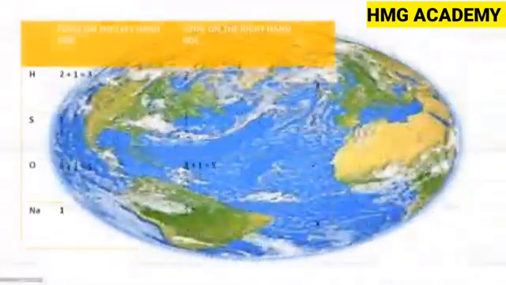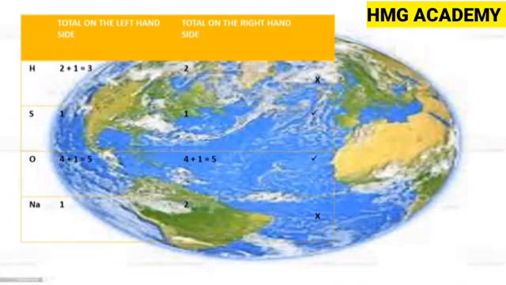Moving forward, let's take a look at this table. You will note to your extreme right that we have marked it that hydrogen is not balanced because 3 and 2 are not the same thing. Sulfur is balanced because we have 1 on the right hand side and 1 on the left hand side. Oxygen is also balanced, 5, 5. Sodium is not balanced, 1 and 2. So our job now is to find out how to balance this situation.